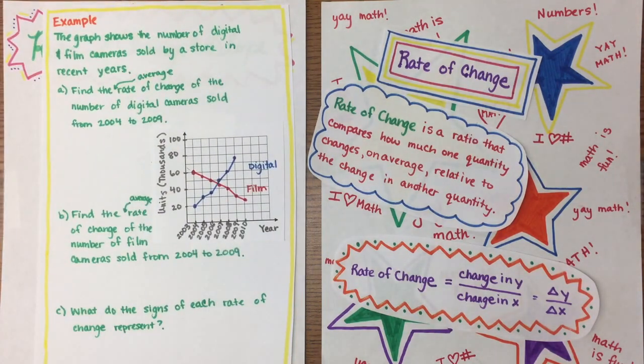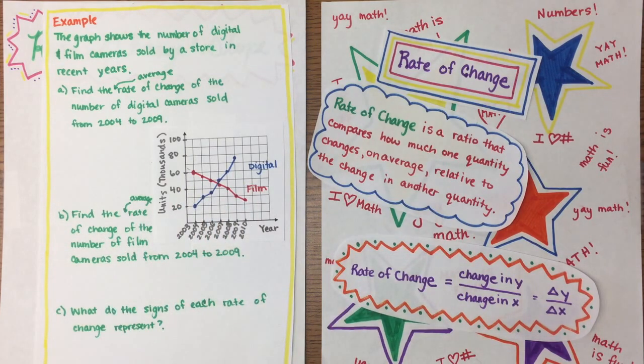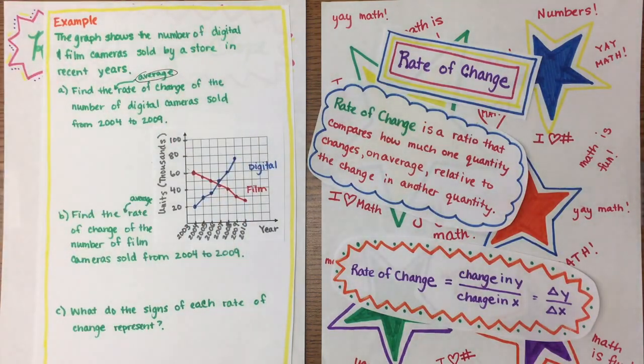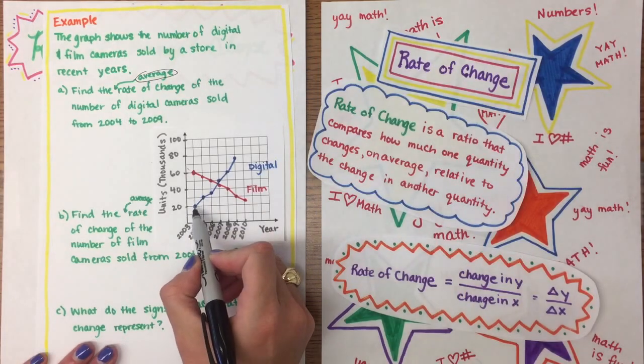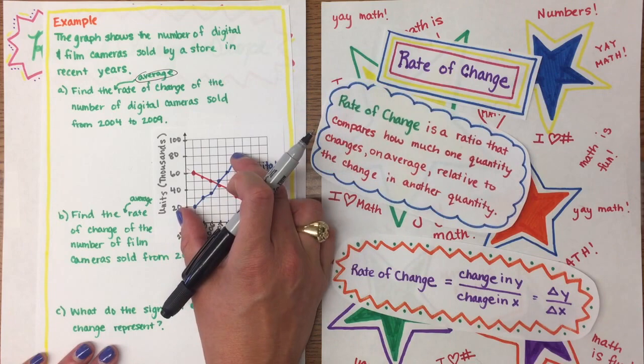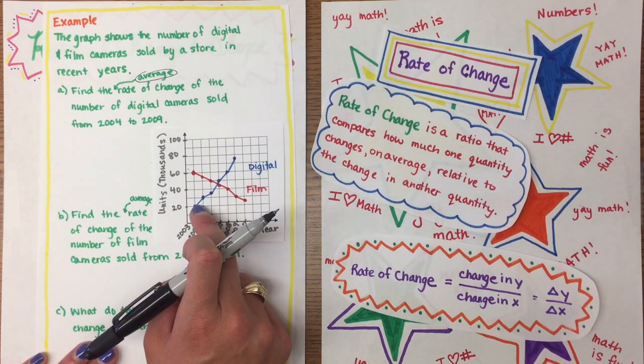In the next example, we have two different relationships that are graphed on the same space. The graph shows the number of digital and film cameras sold by a store in recent years. Find the average rate of change of the number of digital cameras sold from 2004 to 2009. The word average is an important word in this problem because it means I'm not looking at the change for each year individually, but rather the total change. So I'm looking at the final versus the initial.